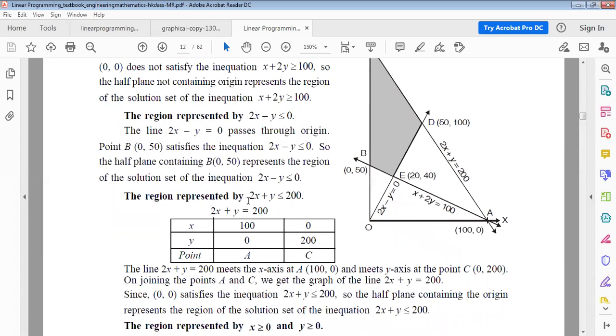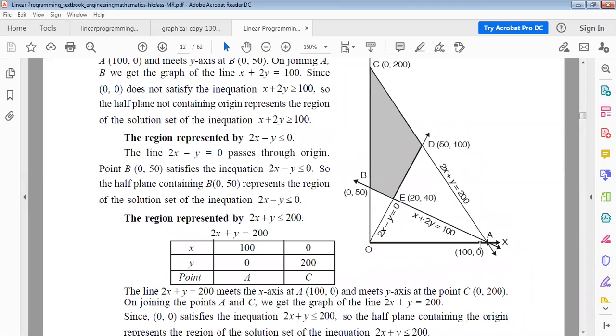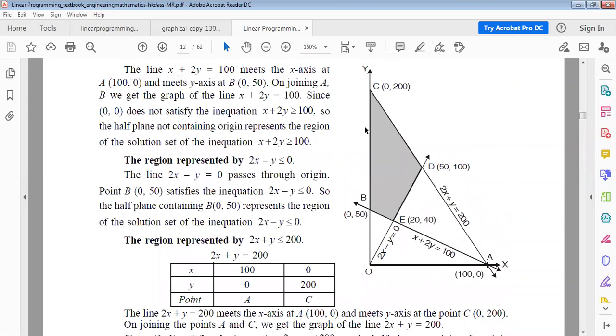Now for the other one, twice x plus y less than or equal to 100, the third constraint. If y equals 0, then x equals 100, and if x equals 0, then y equals 200 for this constraint. So this is the third constraint, with x equals 100 and y equals 0, and x equals 0 and y equals 200.